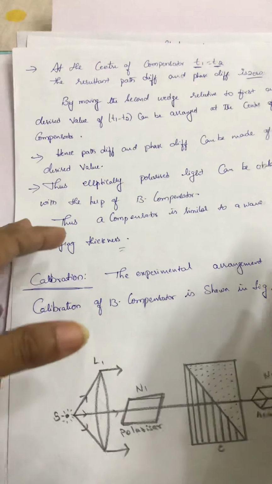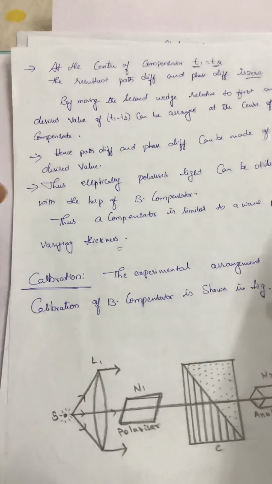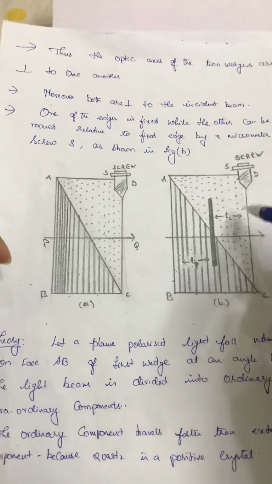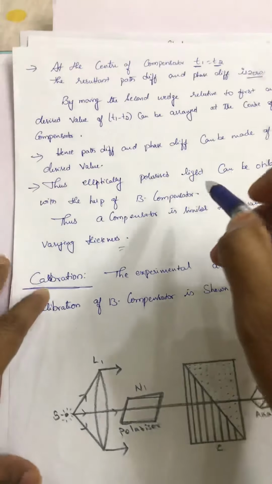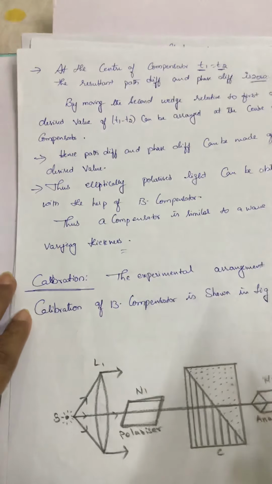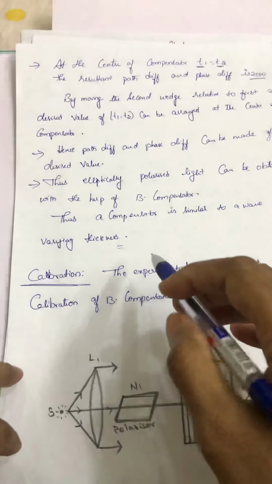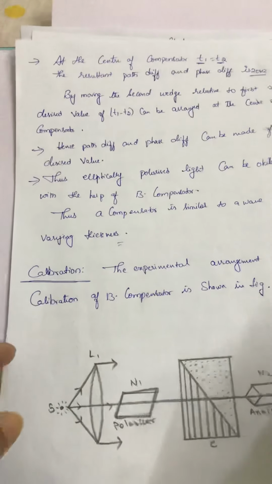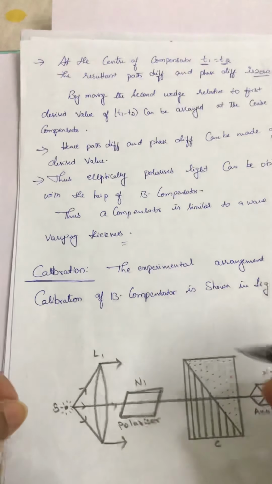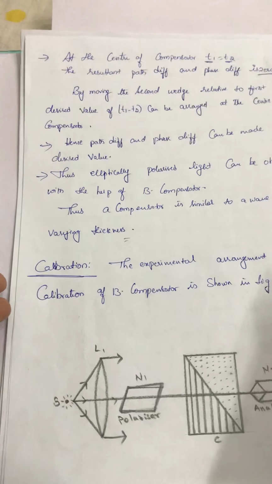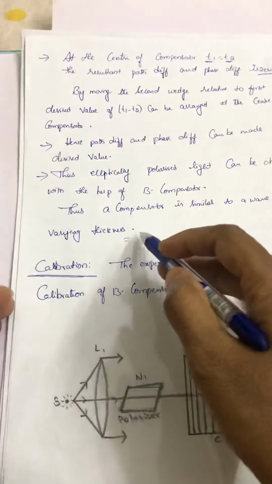In the case of a quarter wave plate, every time we have to change the plate's thickness, but here only by moving this screw we can change the thickness for a particular wavelength range. Hence path difference and phase difference can be made any desired value. Thus elliptically polarized light can be obtained with the help of the Barnes compensator. Thus the compensator is similar to a wave plate of varying thickness, right? This Barnes compensator is similar to the wave plate only, but with varying thickness. That is the thing.